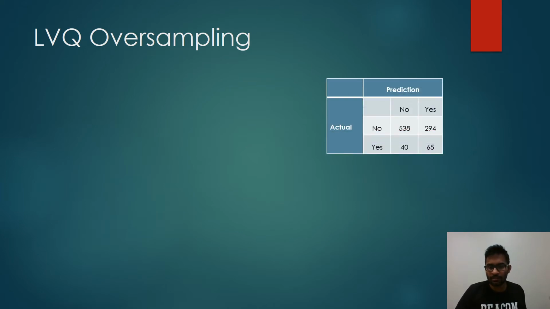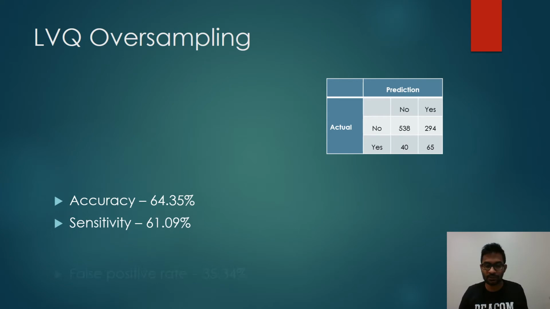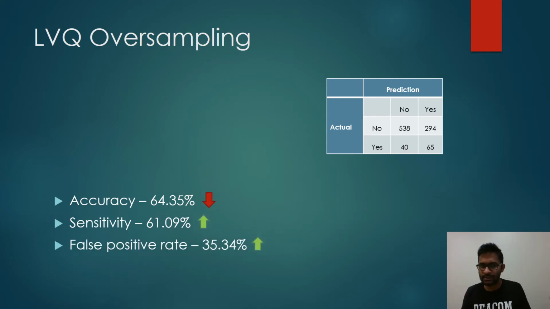So with the oversampled dataset, we got this coefficient matrix, and we got the accuracy around 64, sensitivity around 61, and false positive rate around 35. So you can see the accuracy has dropped, but the sensitivity and the false positive rate have increased.